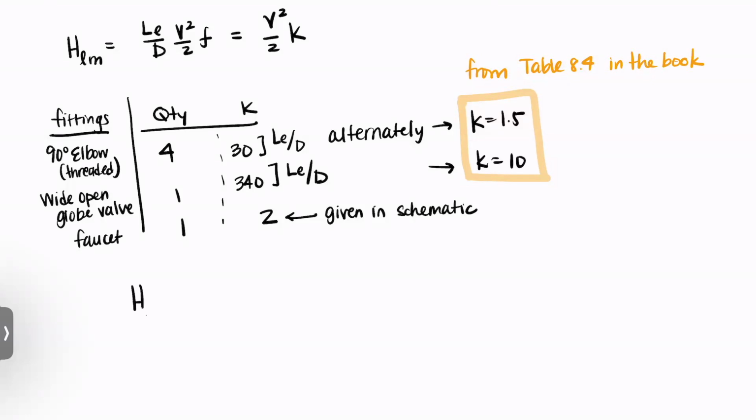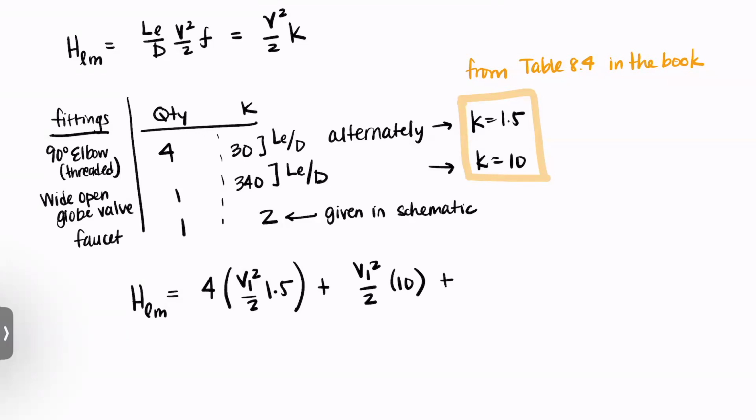Okay, so I'm going to use the K values just because that means my equation's the same for all 3 of our fitting types. And what I'm going to do is say, okay, I have 4 of my elbows. So I have 4 times V1 squared over 2 times 1.5. So that's my K value for those elbows. Plus I have V1 squared over 2 times 10. This is for my globe valve.